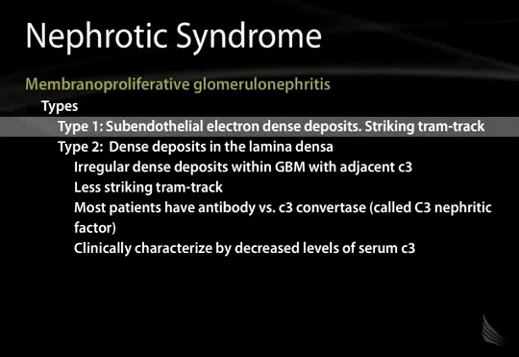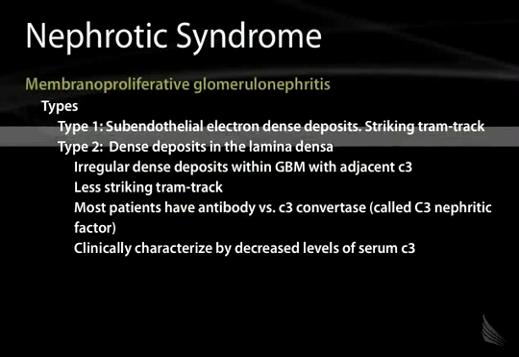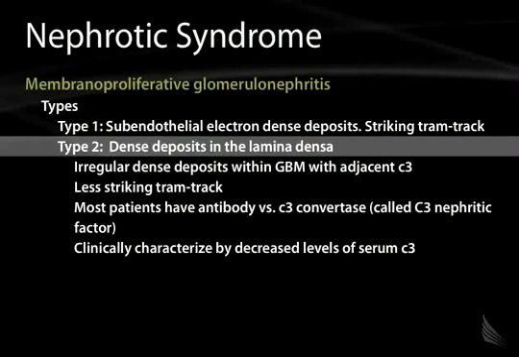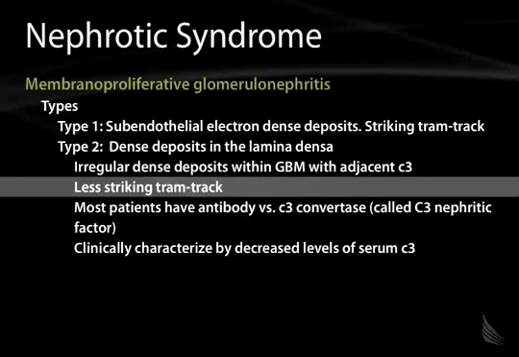Now, it's important to distinguish this from what you see in membranous glomerulonephritis, where the electron-dense deposits are on the subepithelial side of the basement membrane. Here we have subendothelial electron-dense deposits that give you this tram track type appearance. In type 2 membranoproliferative glomerulonephritis, you actually see the dense deposits in the lamina densa of the basement membrane itself. And so the tram track appearance is less striking in type 2 disease.